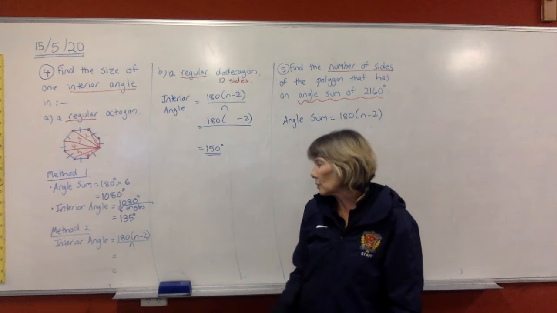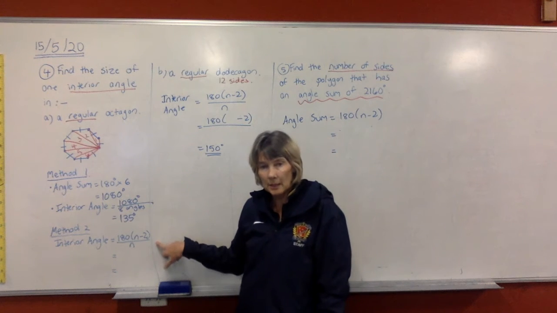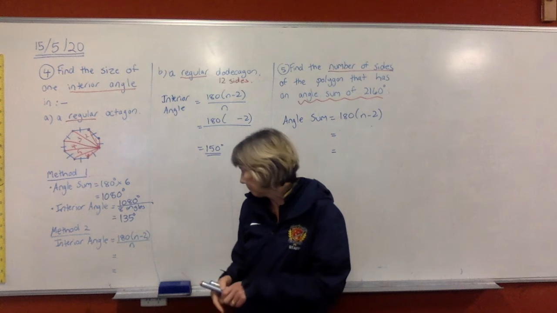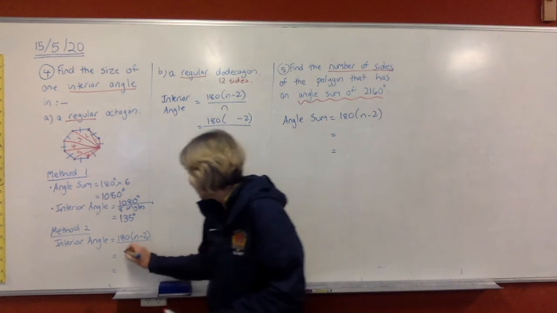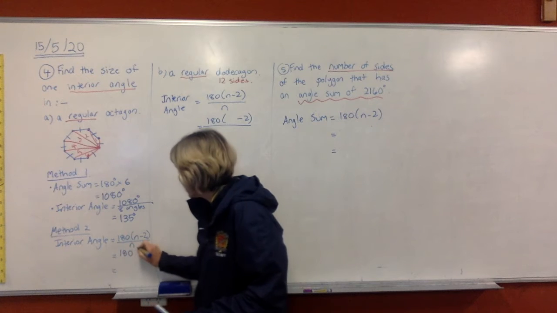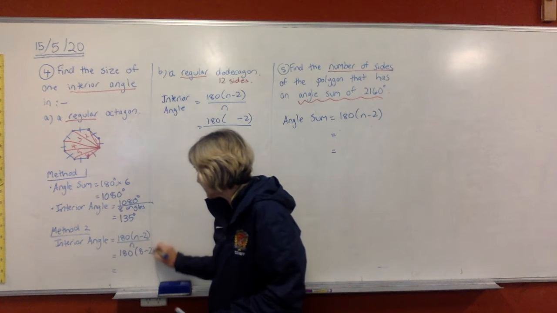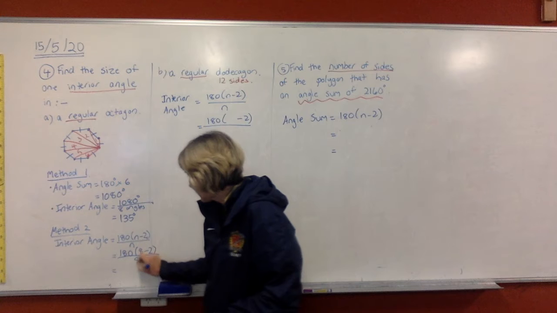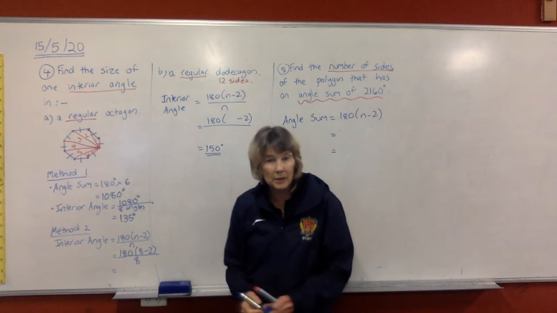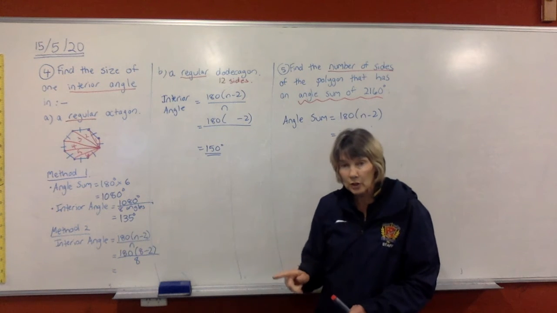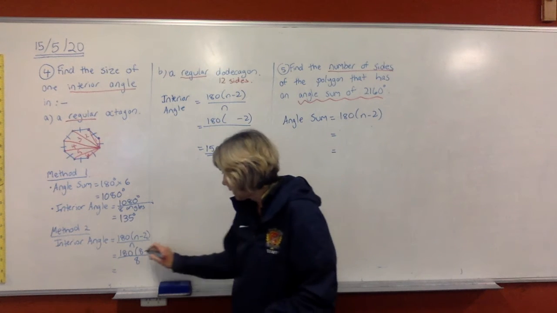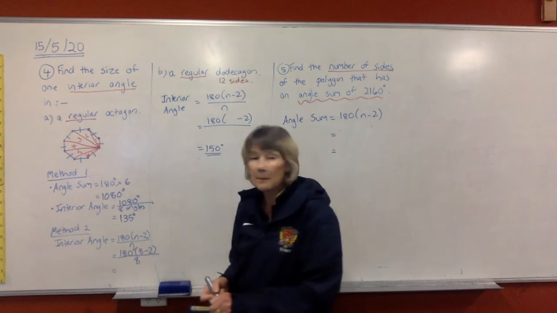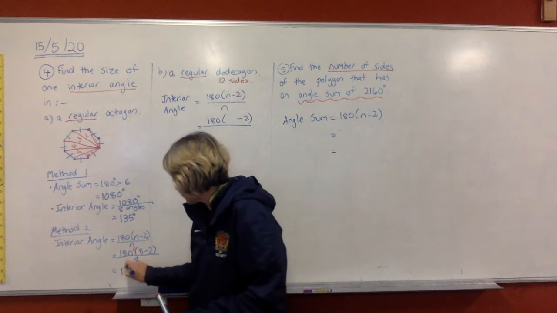So if you do it with method 2, you can go straight to the interior angle formula that's here, and we're just going to put in the number of sides or the number of angles for n. So we know this is an octagon, so n is 8 sides or 8 angles. And if you type that into your calculator, just press your fraction key first and put everything in that you see there, you will end up with the same answer, 135 degrees in one go.